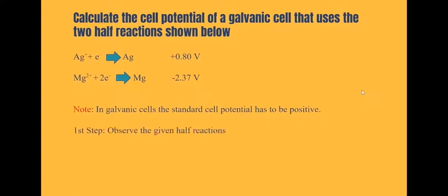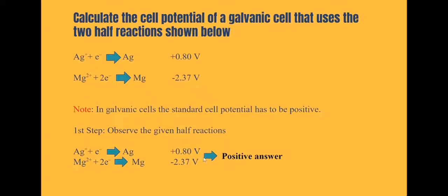So, the first step is to observe the given half reactions. Observing it, we notice that the two electrons have different values. In silver, the electrons is 1. And in magnesium, the electrons is 2. And then, if we add these two, the answer is not positive. It should be a positive answer. And then, we notice that the two electrons here are both on the left-hand side. So if the answer is positive, we need to change this reaction.